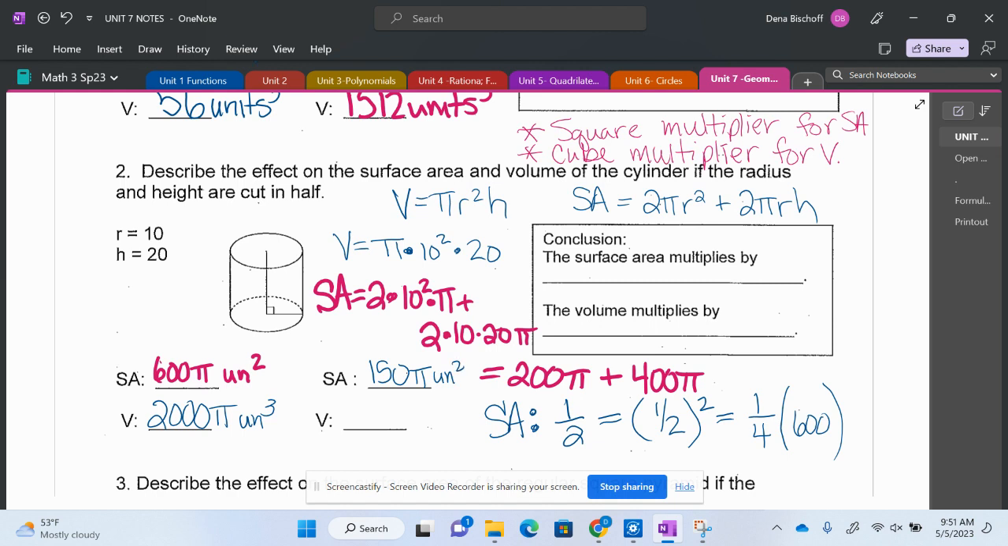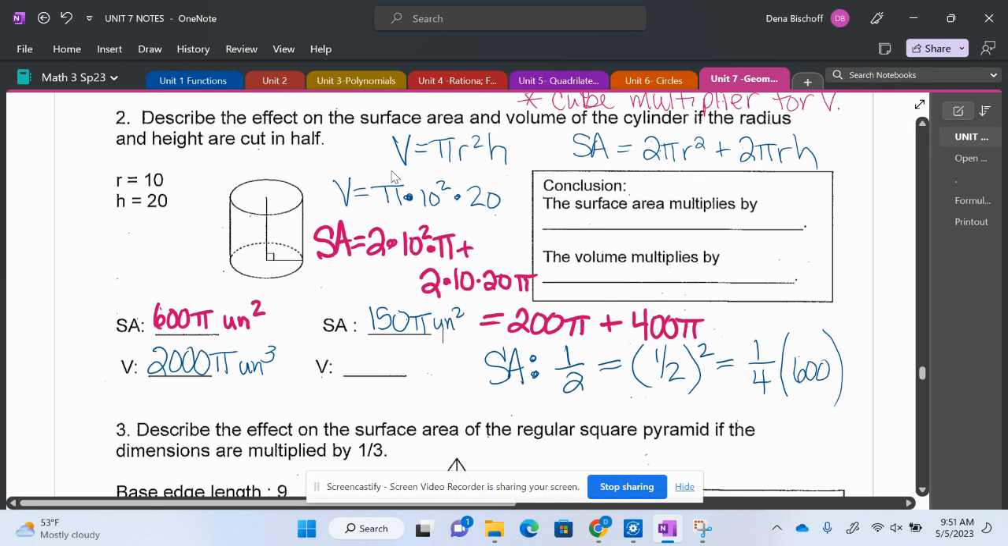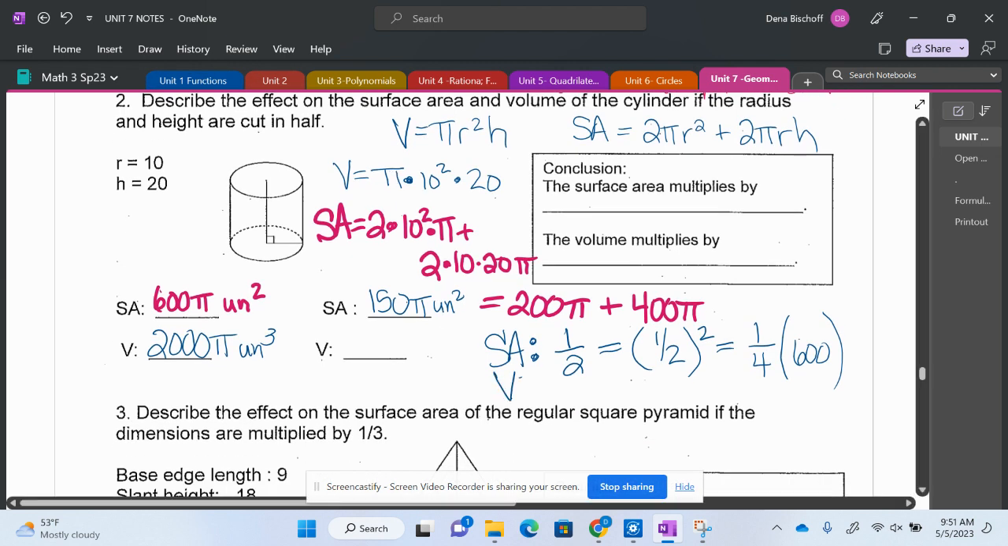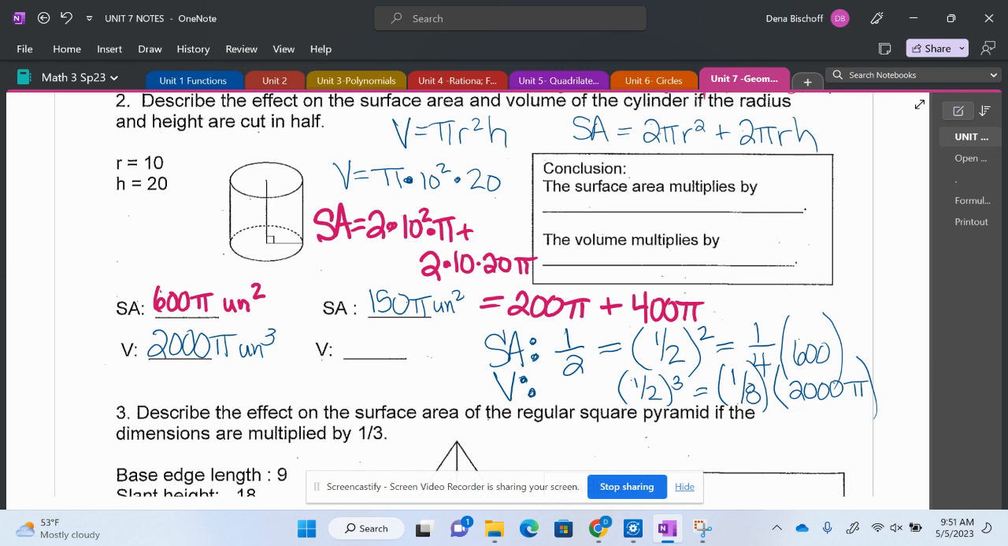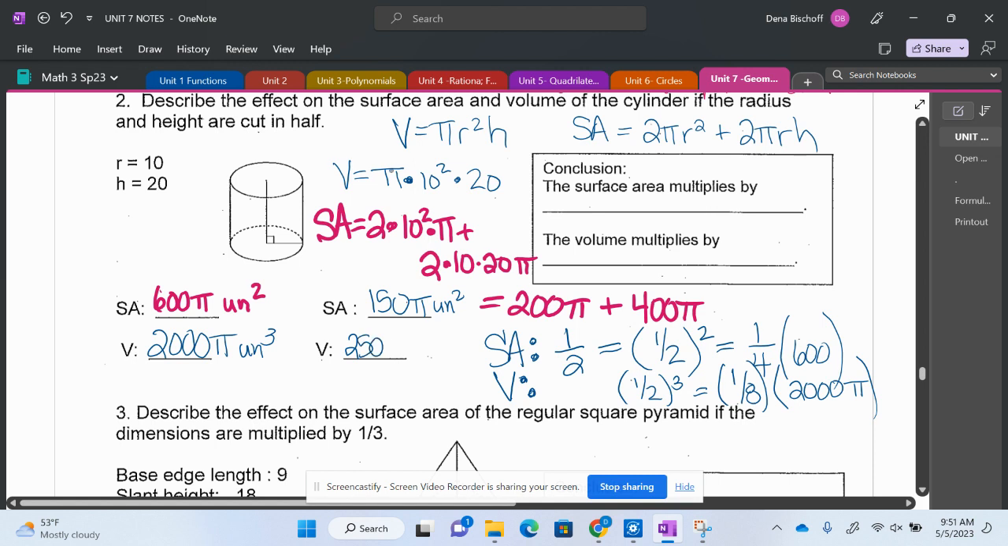So to find the volume, we're going to have to take that multiplier, 1/2, and we're going to have to cube it. So for the volume, what is 1/2 when I cube it? Yeah, it's 1/8. Awesome. So we're going to take 1/8 times the original measurement, which was 2,000. And we're going to just drag the pi along. Don't put pi in your calculations. So what's 1/8 of 2,000? 250 pi units cubed.